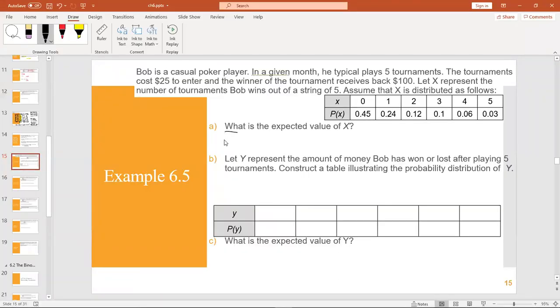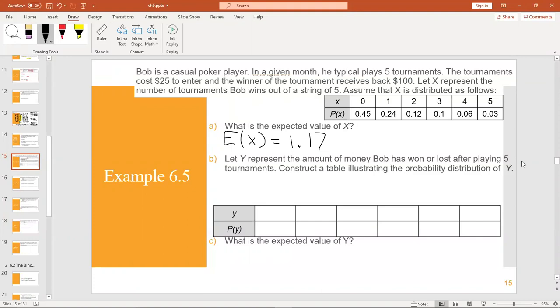So the expected value of x is 1.17. So our friend Bob here can expect to win basically one tournament. Let y be the amount of money he is going to win or lose after playing 5 tournaments.